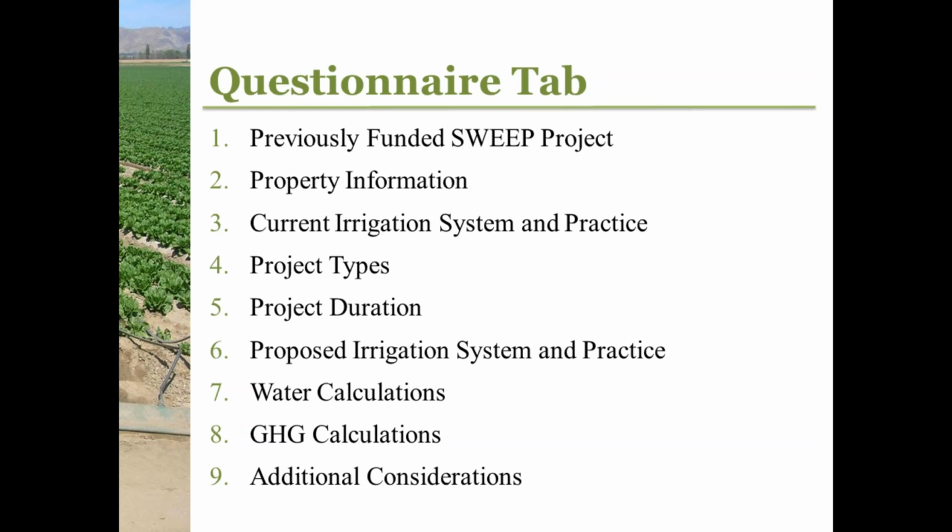All right, so there's a larger section within this FAAST application. It's kind of the meat and potatoes of this section, which is the questionnaire tab. This is where you're going to indicate whether or not you've had a previously funded project, information about your property, your current irrigation system practices, project type, the duration of your project, proposed irrigation systems and practices, and then the water calculations and the greenhouse gas calculations. These are calculators that I'll go into in more depth later on in this presentation, as well as any additional considerations. I will go into more depth on each one of these bullet points in just a moment.